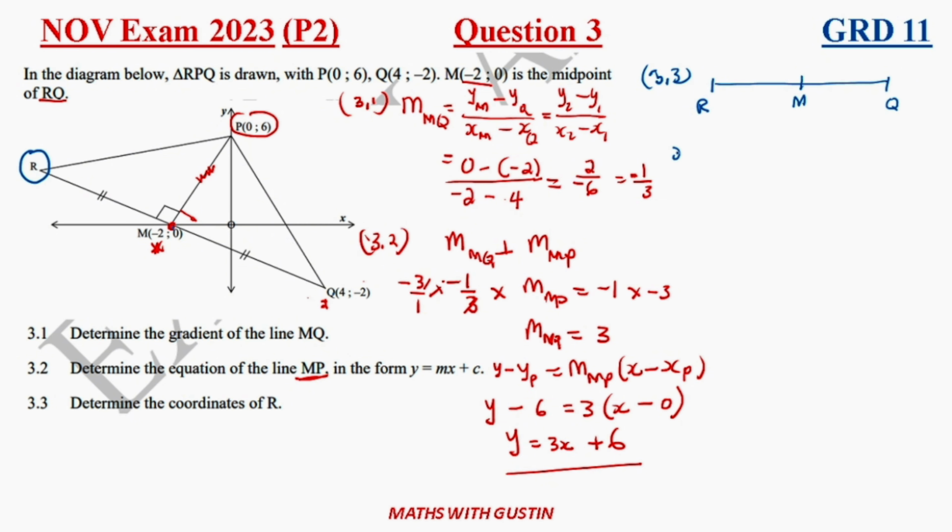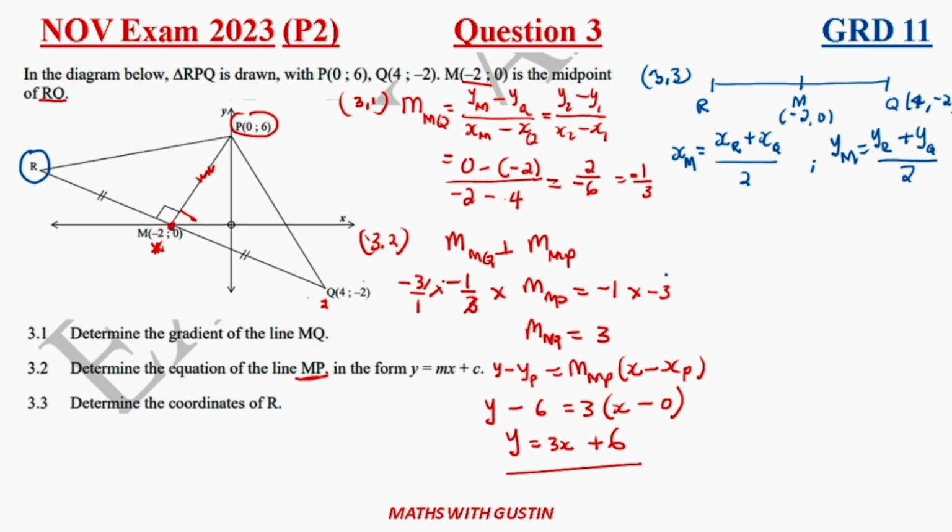So if we were to use the midpoint, you say x at the midpoint is equal to x at R plus x at Q all over 2. A similar thing would apply with the y. Y at midpoint should be equal to y at R plus y at Q all over 2. Okay, so let's start with the x value. This is minus 2 is to 0, and then here what do we have? We've got 4 is to negative 2.